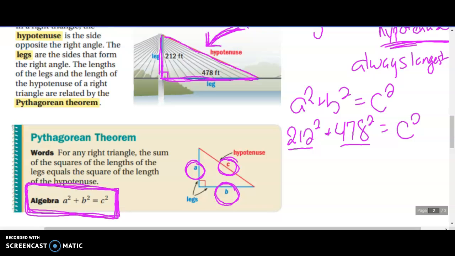So 212 squared is 44,944, plus 478 squared is 228,484, and the sum of those is going to equal c squared. We're going to then add those two numbers together.